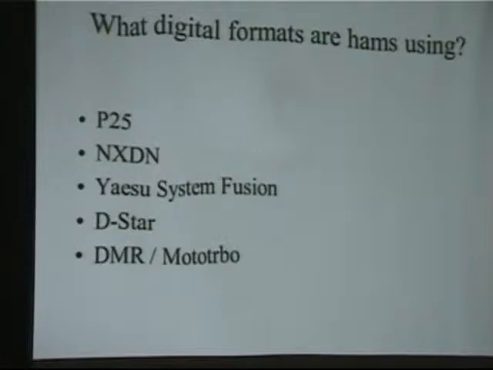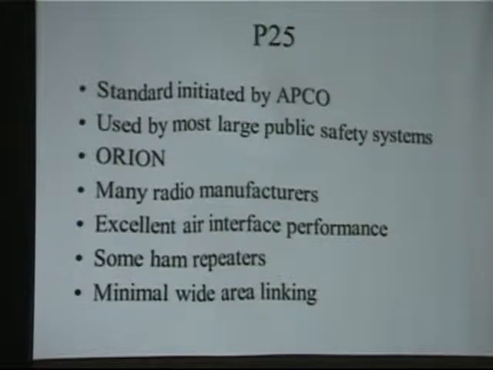So what kinds of formats are hams using? Now, there are a few more formats that have come and gone, but these are the big formats that exist, that at least there are some hams playing with them: P25, NXDN, Yaesu System Fusion, D-Star, and DMR Moto Turbo. P25 started out a long time ago, 15 years or more, initiated by APCO, which is the Association of Public Safety Communication Officers, and their objective was to develop a standard so that radios for public safety would all be able to talk to each other.